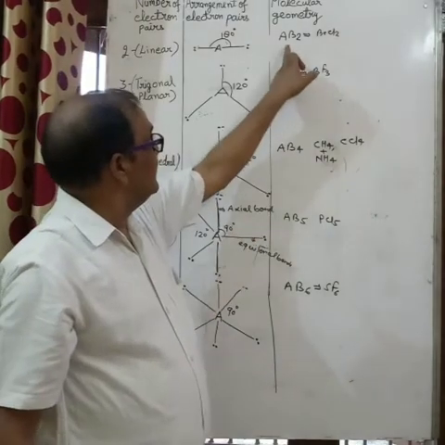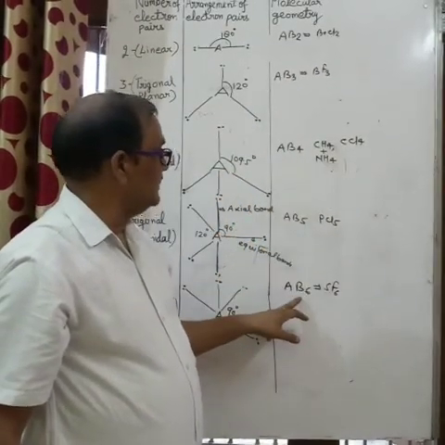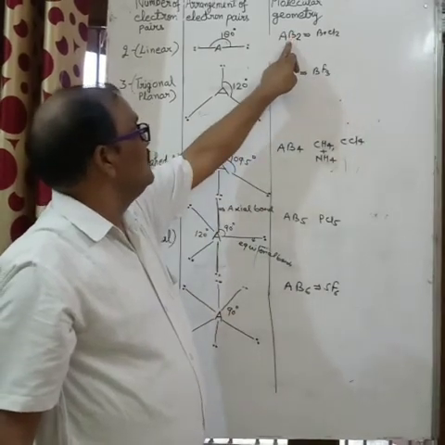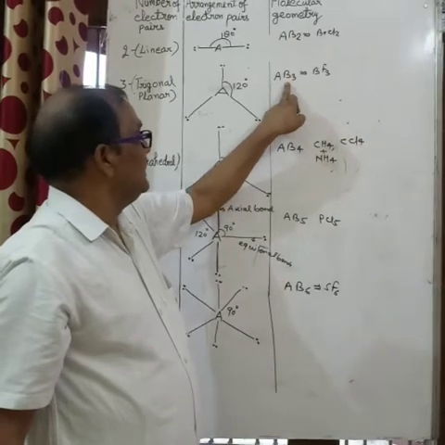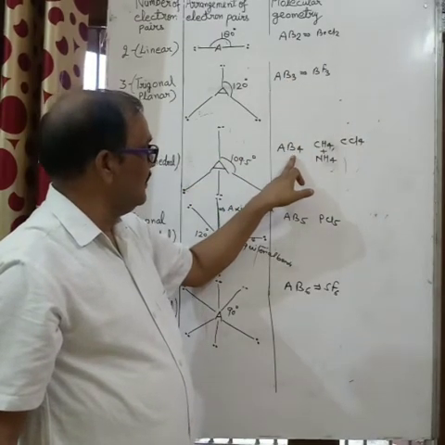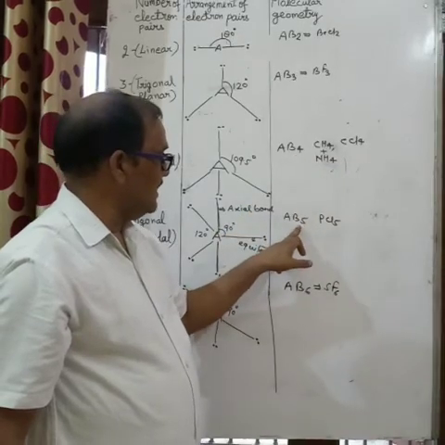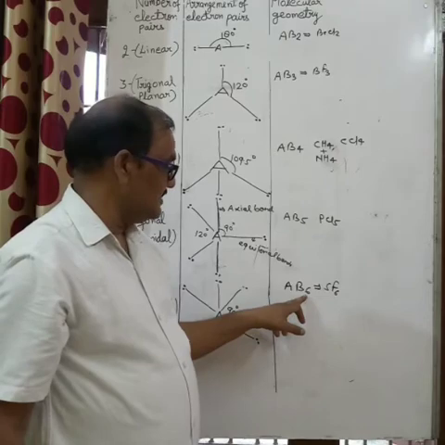Okay, so these are the common examples. If there are 2 pairs of electrons, it means AB2 type compound. 3 pairs of electrons means AB3 type. 4 pairs of electrons, AB4 type. 5 pairs of electrons, AB5 type. And 6 pairs of electrons, AB6 type.